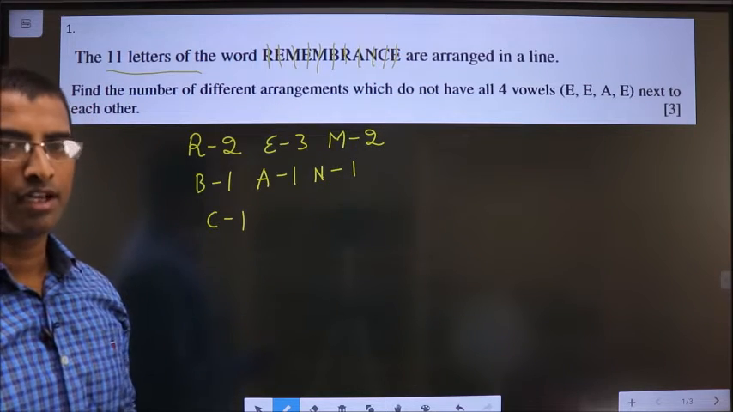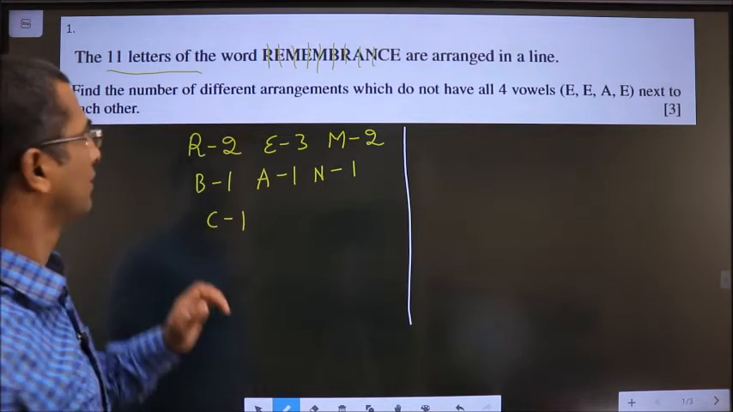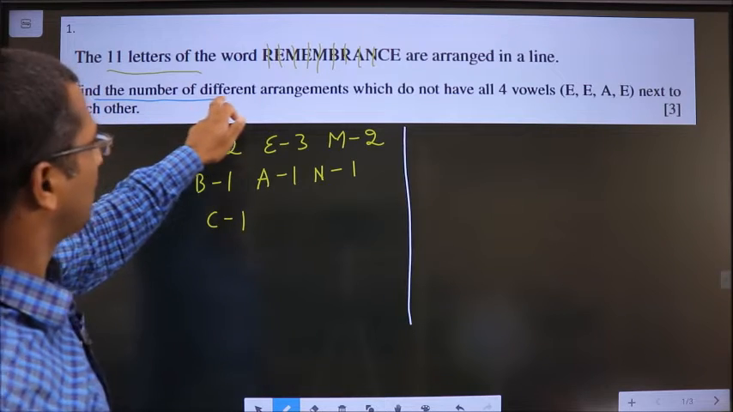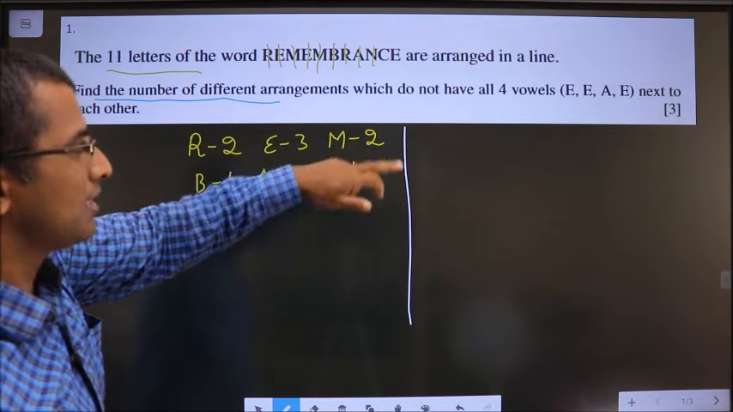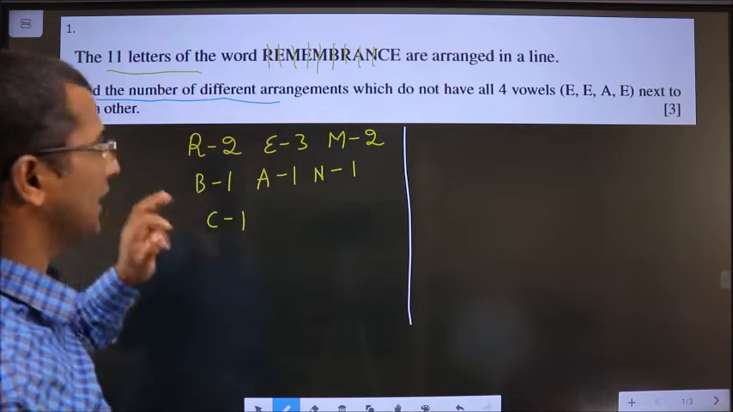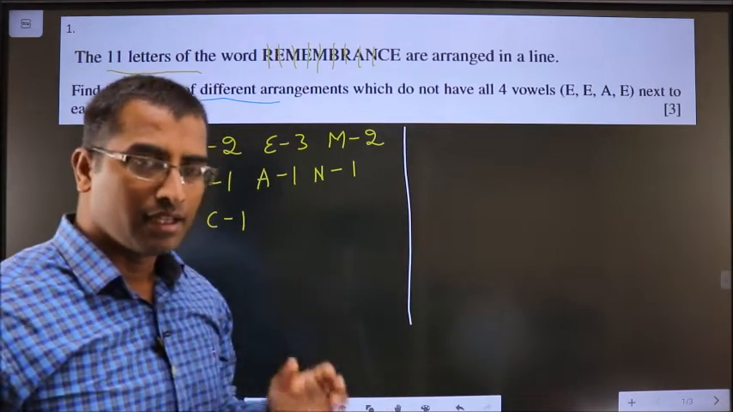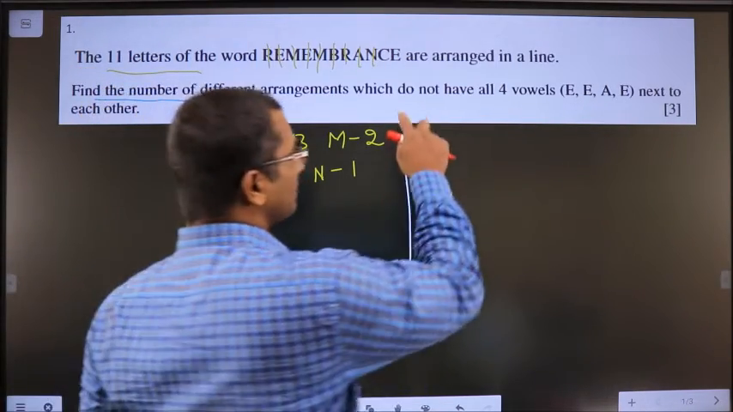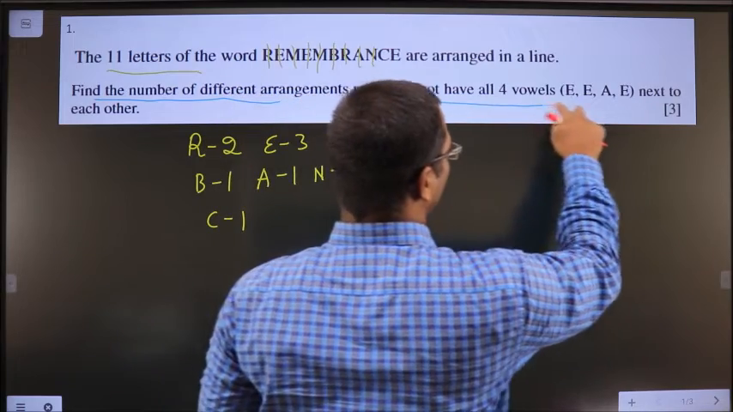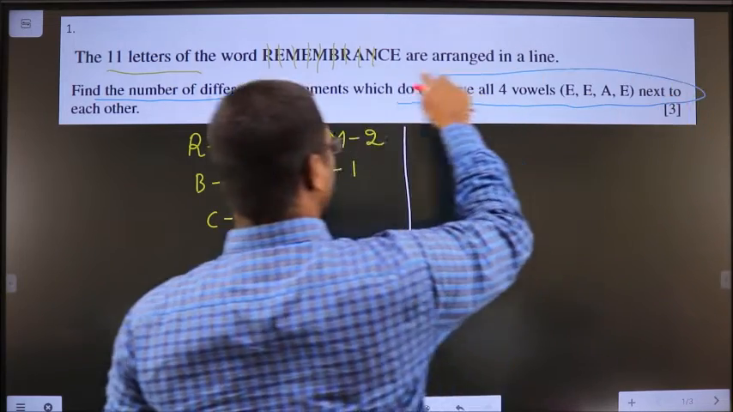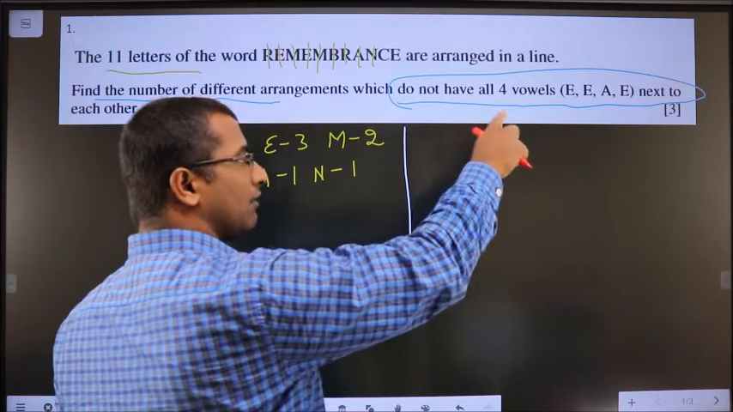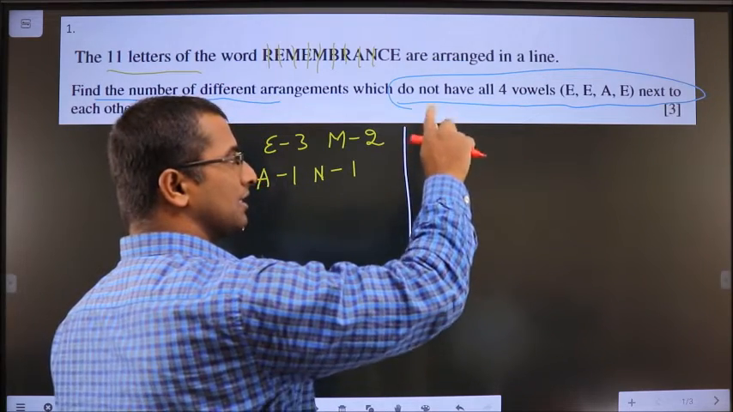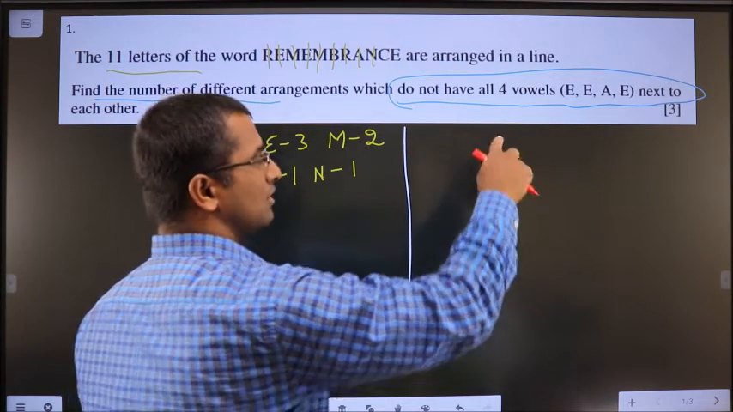Okay. Now let's read the question. Find the number of different arrangements which do not have all four vowels next to each other. Read this statement one more time: do not have all four vowels next to each other.